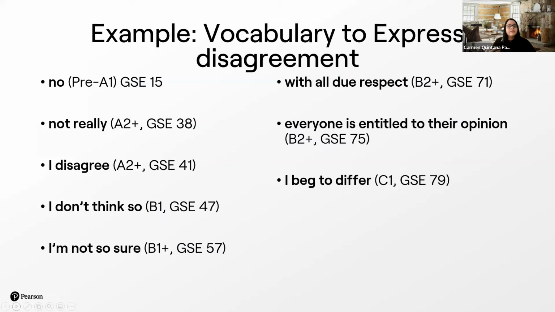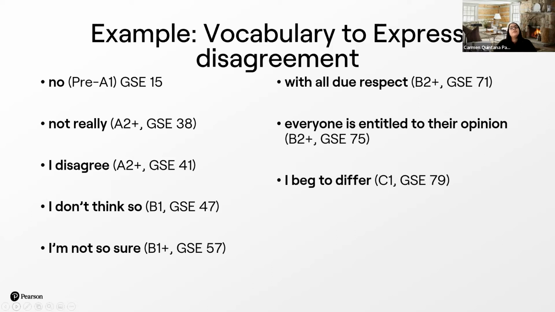Now, you might be asking yourselves, what difference does it really make? I wanted to pull this example as an illustration of what you can do with the Global Scale of English. So let's look at vocabulary to express disagreement. Remember, you can select vocabulary in the teacher toolkit. How can we express disagreement? Well, the most standard form of doing so is just by saying no. Now, what level would that response be? Strictly speaking, no would be a pre-A1 response.